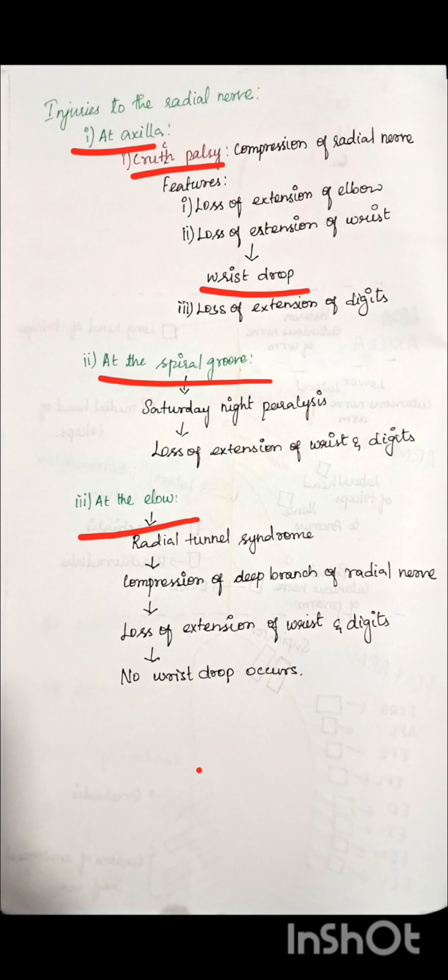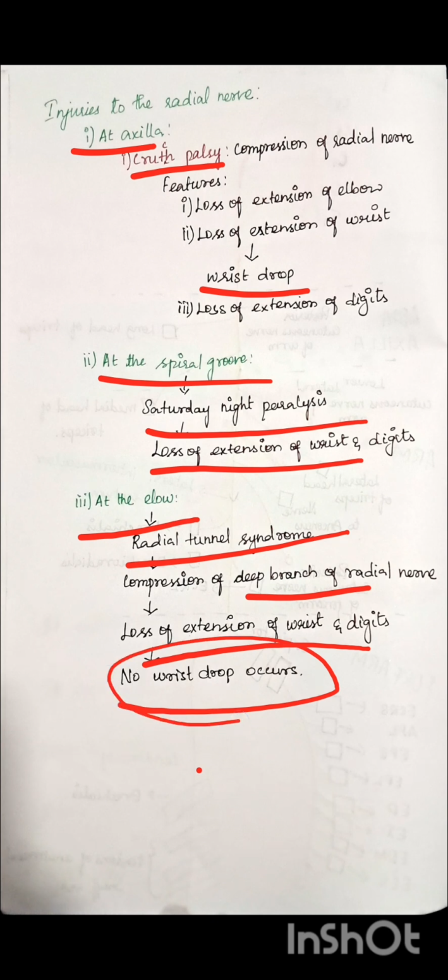Coming to the spiral groove, when the radial nerve is damaged in the spiral groove, it leads to Saturday night paralysis. It means that during night time, during sleep, the position of the upper limb is not in a correct manner or it may be compressed. So it may lead to loss of extension of wrist and digits alone, not the elbow joint.